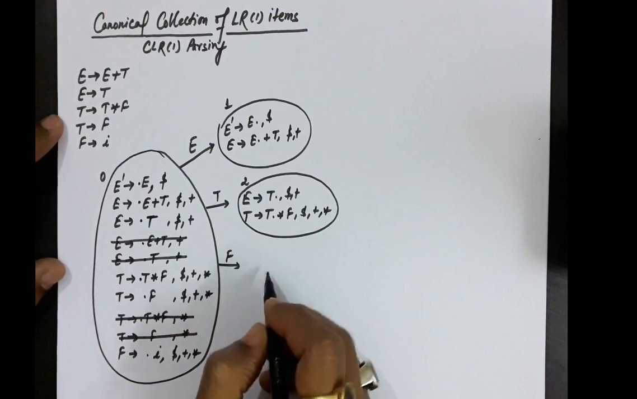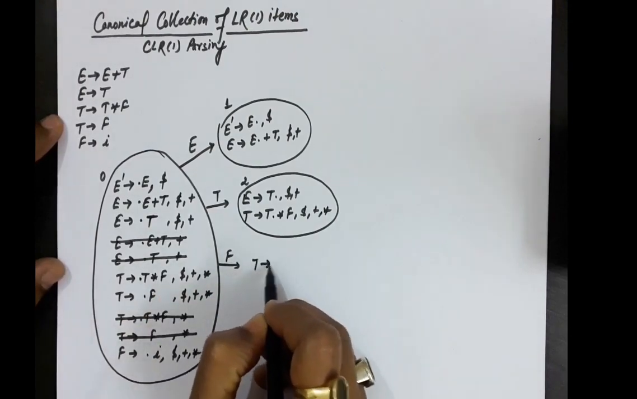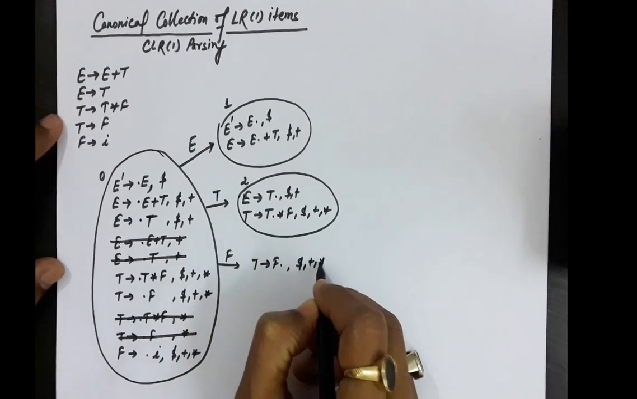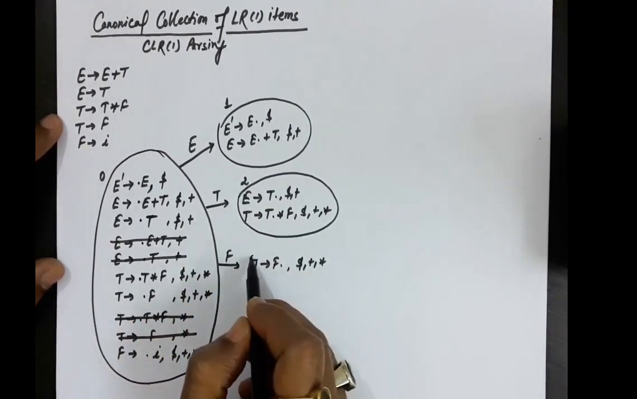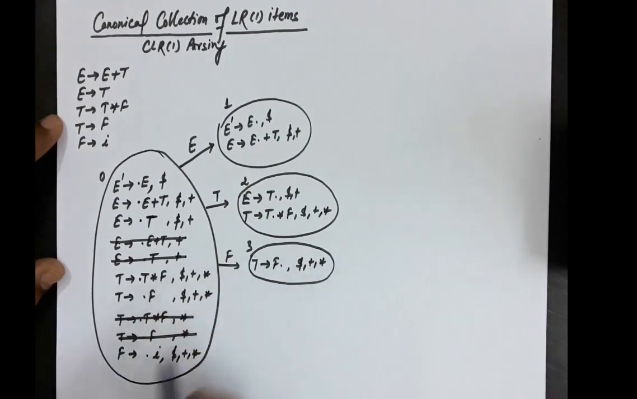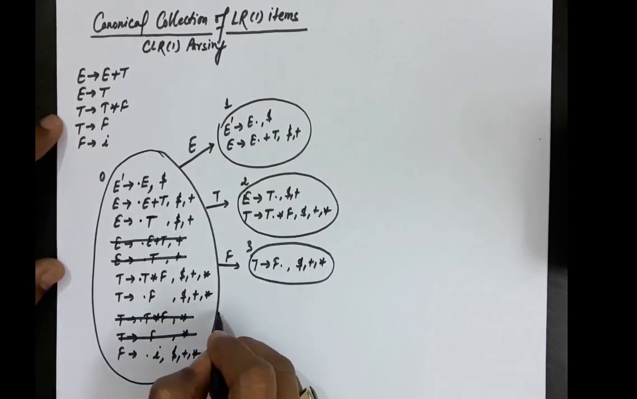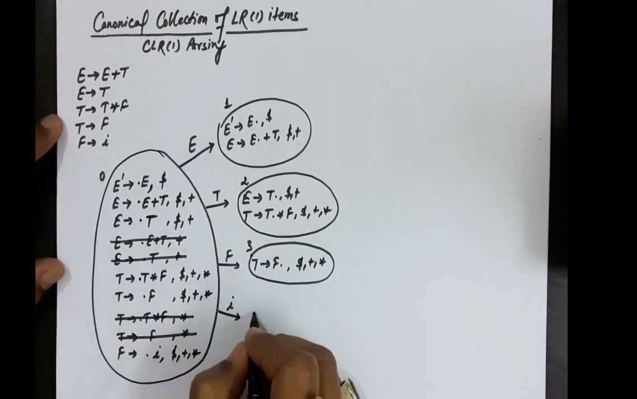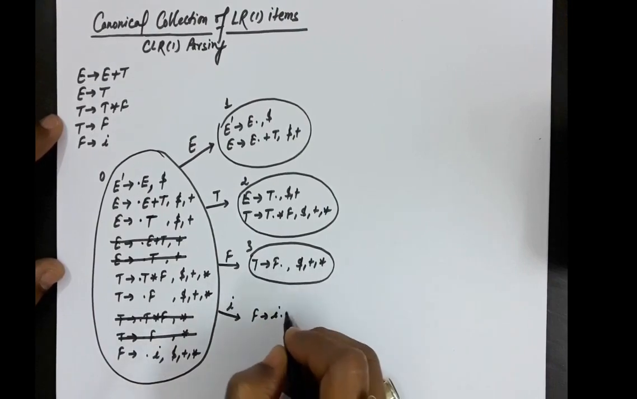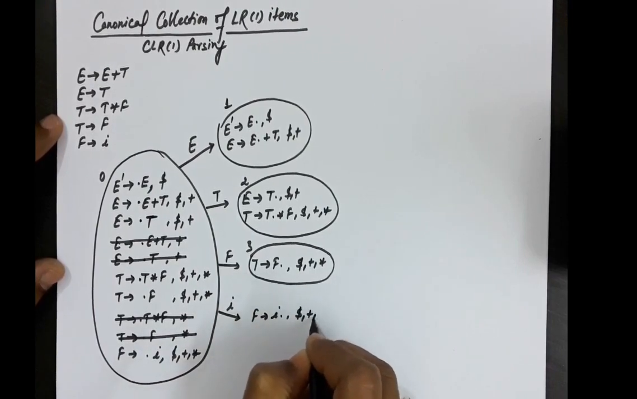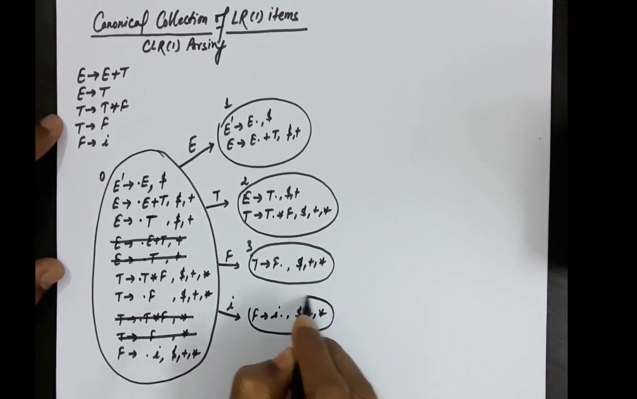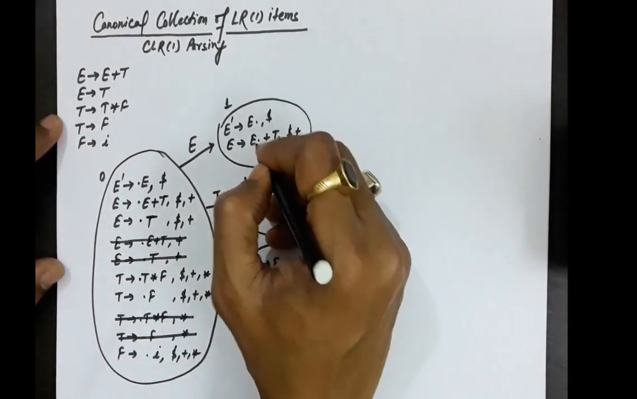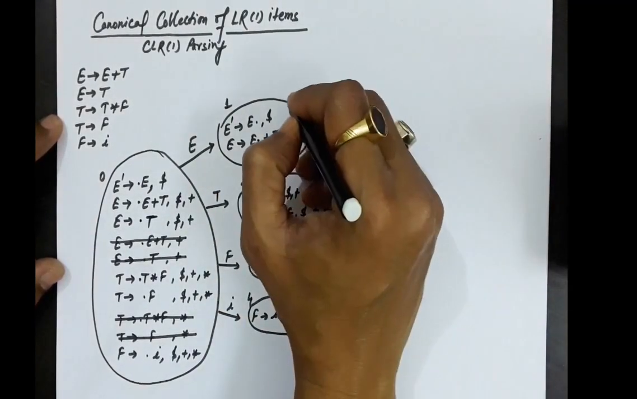Now let's take a capital F. So T produces F dot and the look aheads are dollar, plus and multiplication sign. Let's say this is state number 3, and then let us take an I here. So F produces I dot and the look aheads are dollar, plus and multiplication sign. Fine. Now we will see the transition from state number 1.